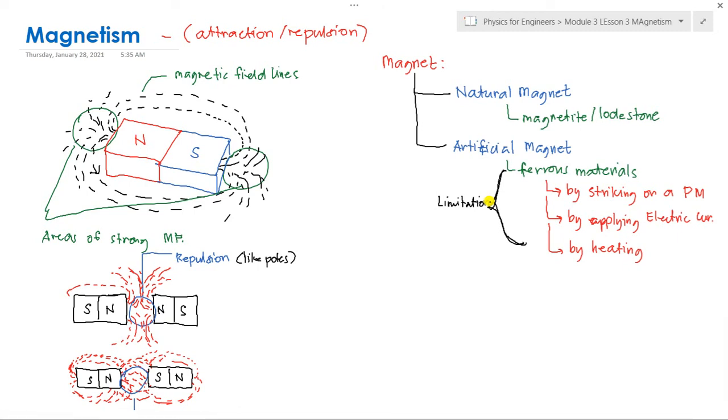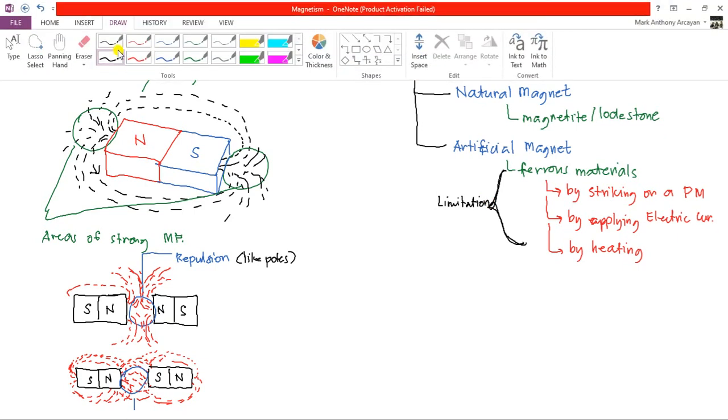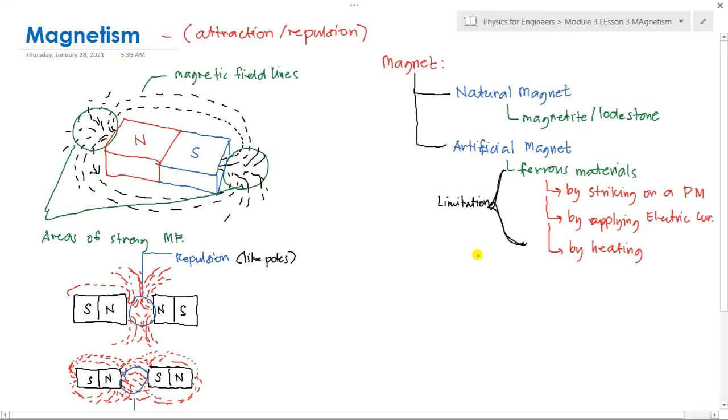Okay? So next, these are the two classifications of magnets. We have different kinds of magnets. This type of magnets is actually under artificial magnets. Okay, this is under artificial magnets. It is classified into several types of artificial magnets.